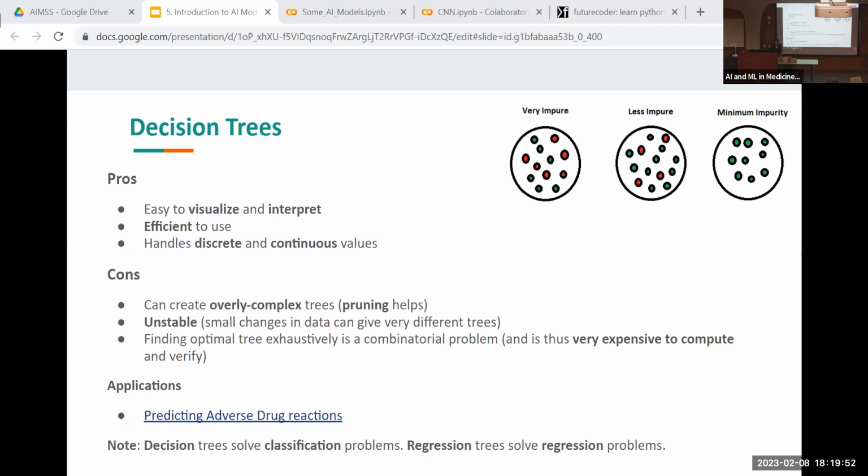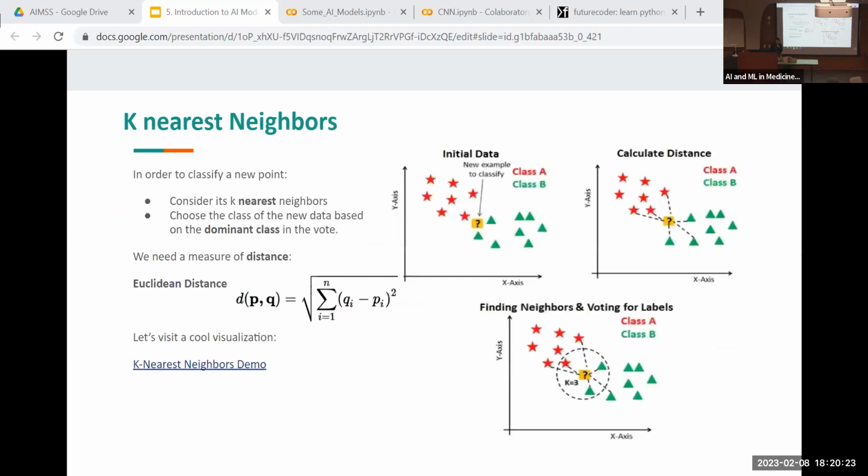One example of using decision trees in medicine is predicting adverse drug reactions. You can later go to the link and read the paper on it. It was shown that predicting adverse drug reactions in patients using decision trees was effective, and it gave us good accuracy. So this is about decision trees. And now let's move on to the next model.